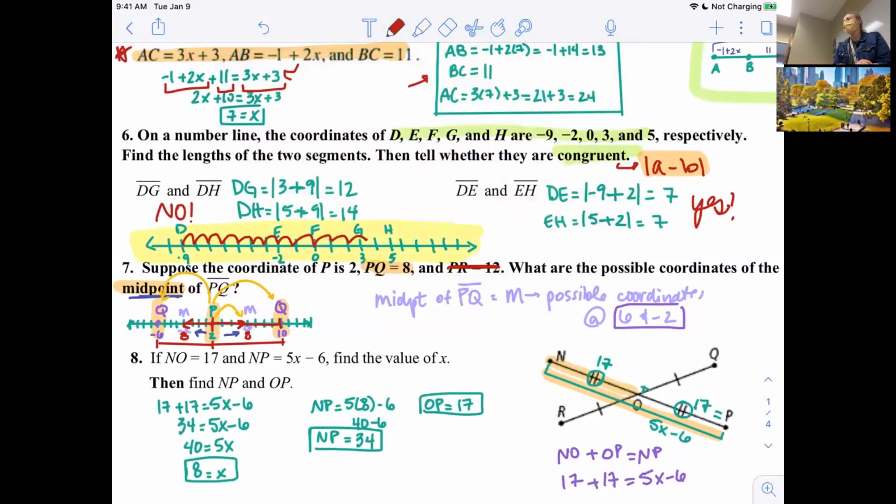Are those lengths the same? No. Nope. Are those segments congruent? No. DE and EH is the same thing. I wrote the points minus absolute value, or you could have just bunny hopped your way across. Those both were 7 though. Are those the same length? Are those congruent? Yes.